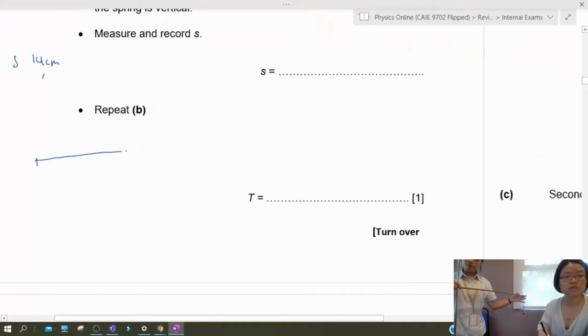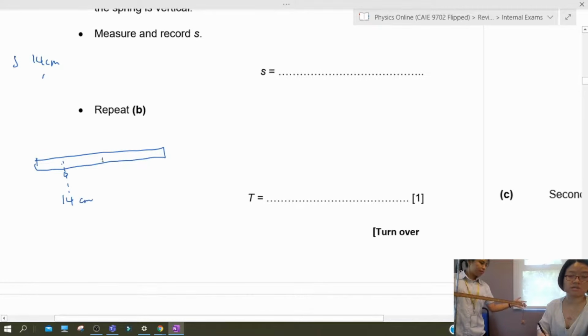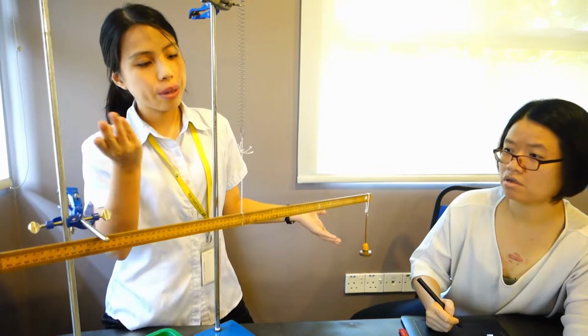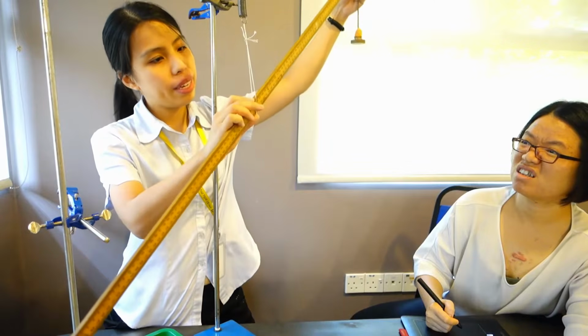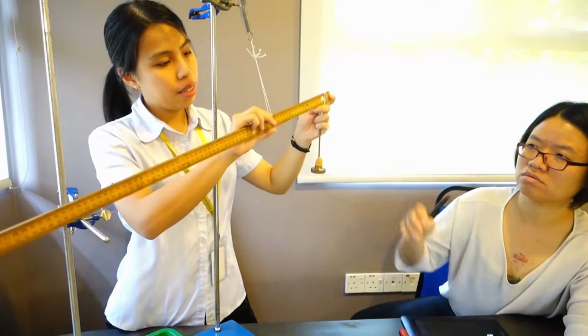One side is 14, one side is 44. A is 14, correct? Correct. Yeah, this one is 44. Okay, so this one is okay, I can work. Then the other way, how far can we go? Maybe this way? Short.